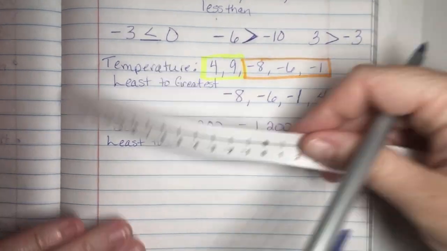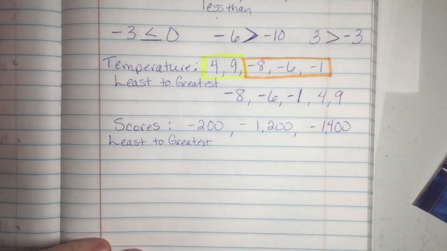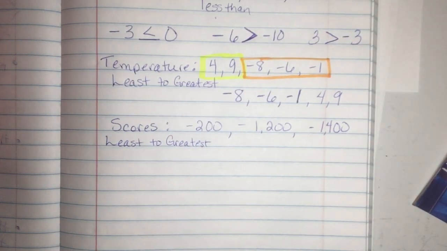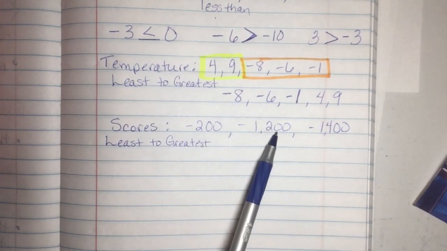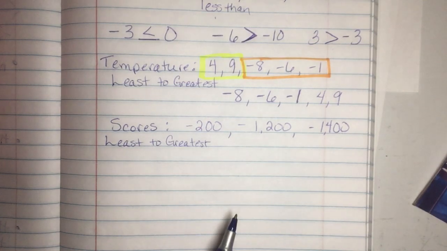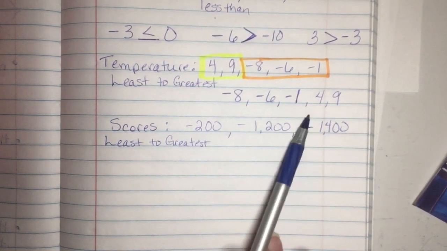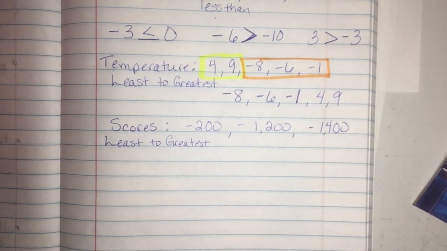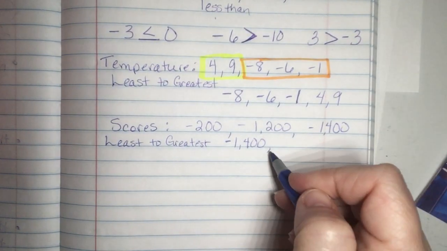Now, we don't have a number line that goes to negative 1,400, right? So let's think about some of the other ways that we can tell which one is the smallest or which one's the biggest, right? So they're all negative, right? So the more negative a number is, the smaller it is. So which one of these has the most negatives? It's going to be the smallest. 200 negatives, 1,200 negatives, or 1,400 negatives? Which one is the most negative? Yeah, 1,400. So 1,400 negatives is the smallest.